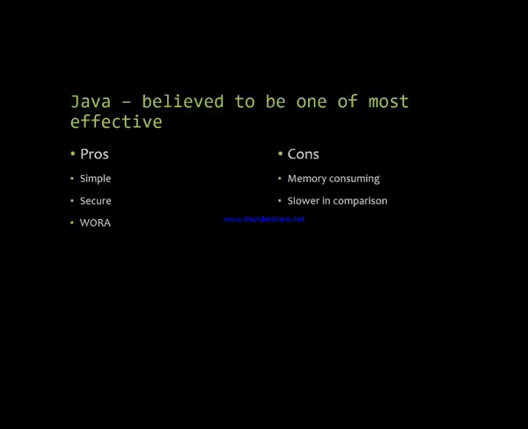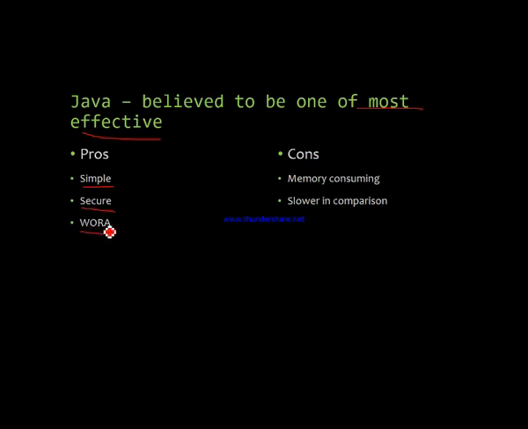Java is our third language. Java, WORA. I'm going to explain the term. What does this term WORA mean? It is believed to be one of the most effective languages. And let's talk about its pros. It is very simple, secure, and WORA. Here, WORA means write once, run anywhere.